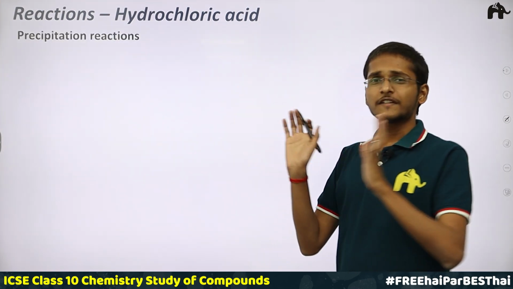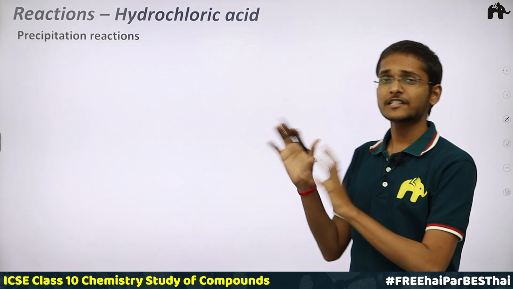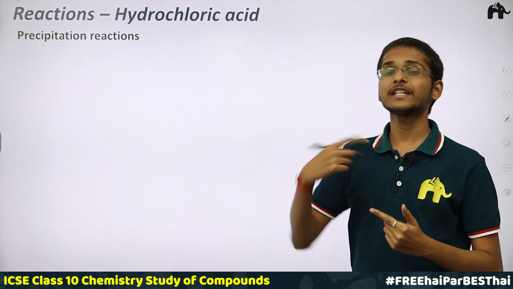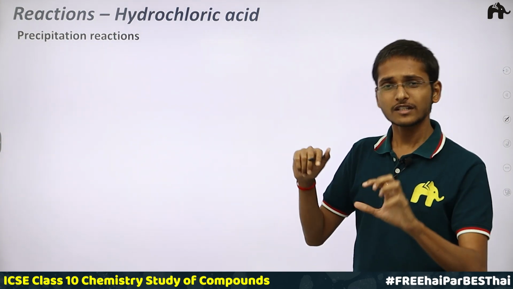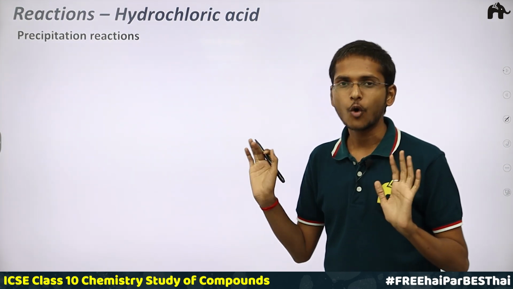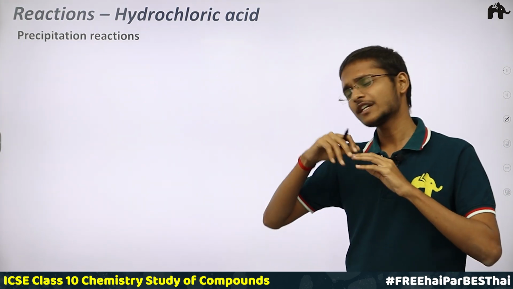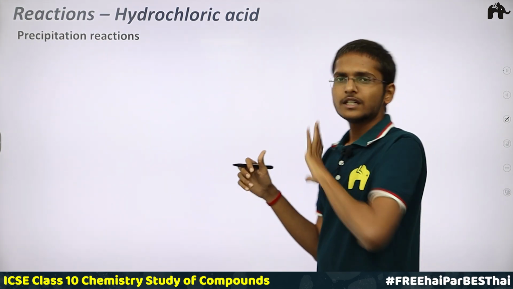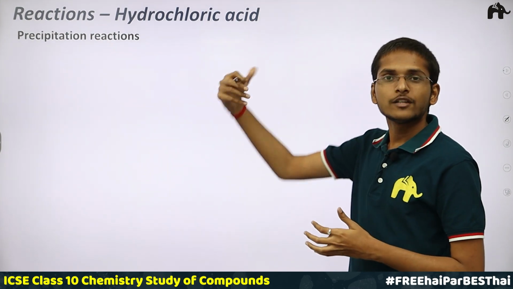Now don't worry, we are at the end of the reactions as well as the end of the chapter. The last reactions are the precipitation reactions. Why precipitation? Because precipitates are now going to form. We all know about precipitates, we have studied a lot about them in the fourth chapter, analytical chemistry. So here again we come back to dilute hydrochloric acid.